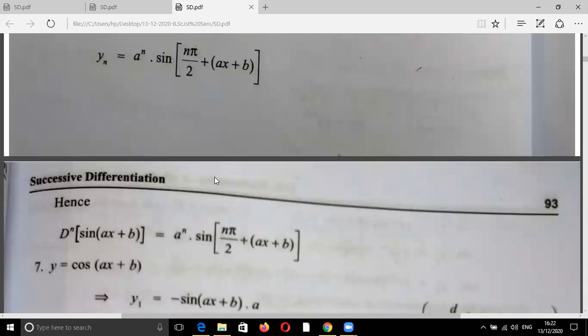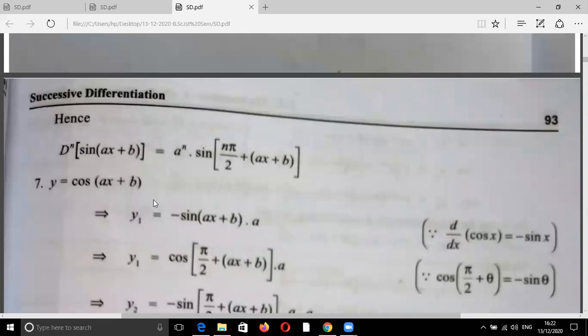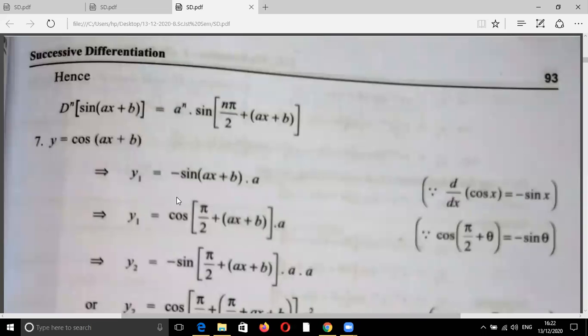Okay, a similar format you get for y = cos(ax + b). This is also done in the same way. First you find y1, y2, then y3, then you generalize. First, d/dx of cos x is minus sin x, and the inner derivative, just like in the previous case, gives a, because with respect to x you get 1, a into 1 plus 0, that is a.